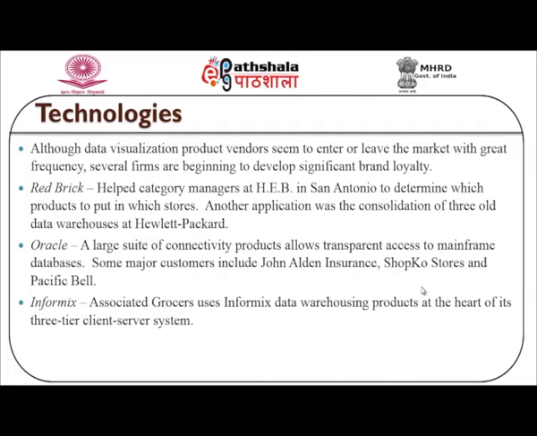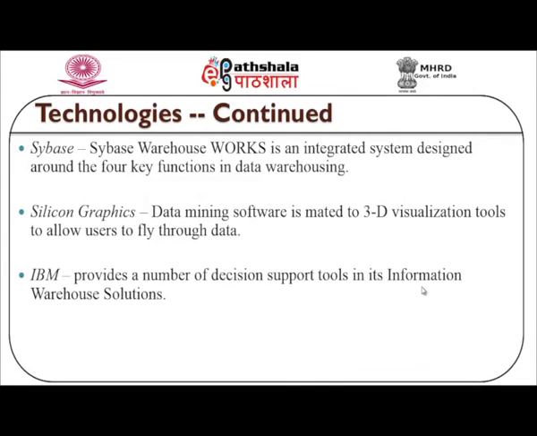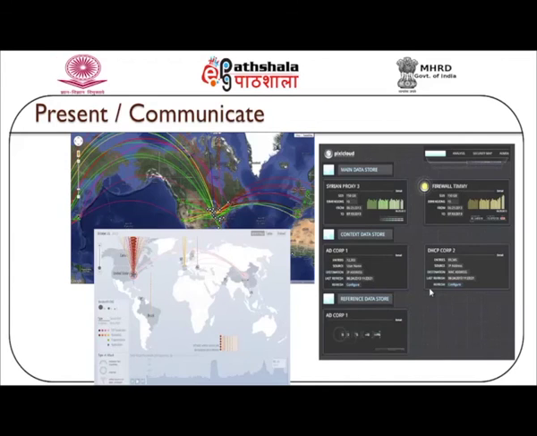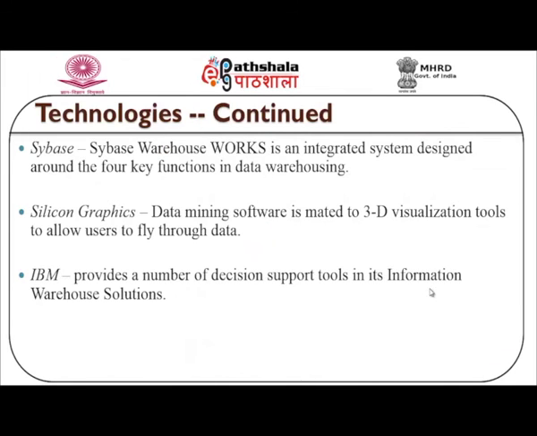Informix: Associated Grocers uses Informix data warehousing products at the heart of its 3-tier client server system. Sybase Warehouse works as an integrated system designed around the 4 key functionalities in data warehousing. Silicon Graphics, a data mining software, is mated to 3D visualization tools to allow users to fly through the data. IBM provides a number of decision support tools in its information warehouse solutions.